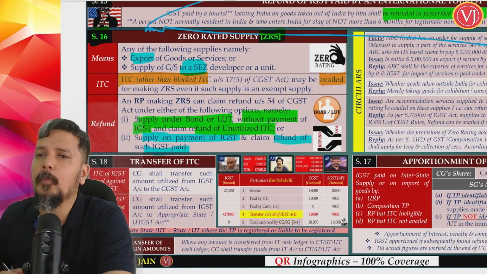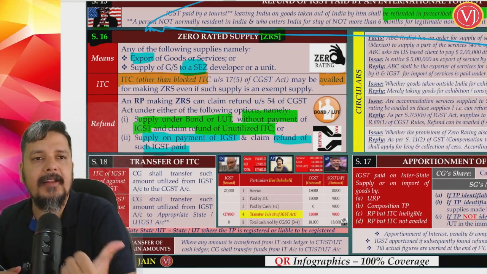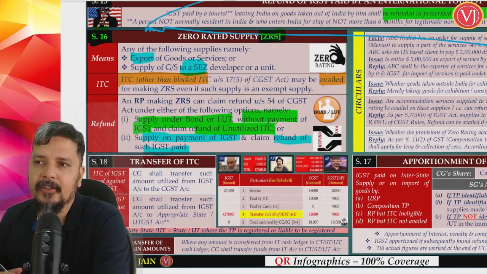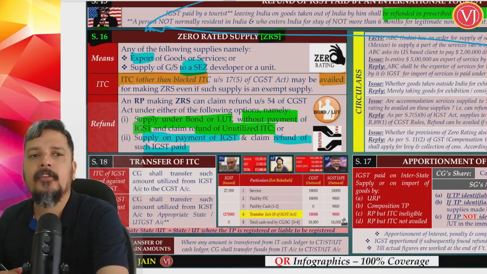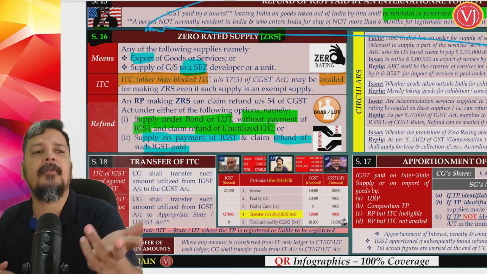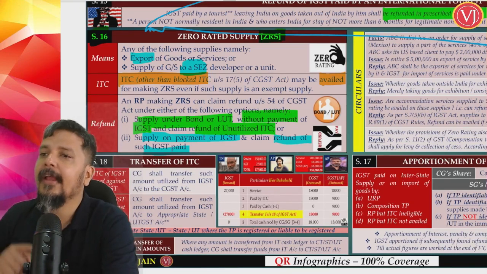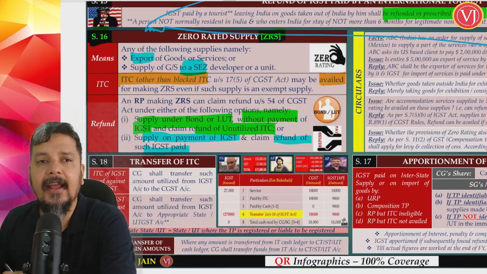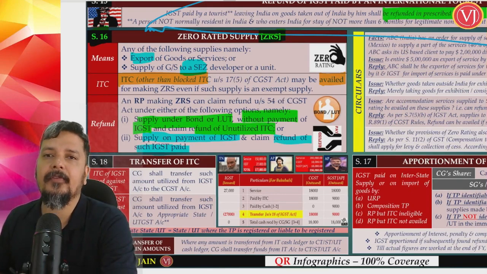When you paid your output IGST, what have you done? You use your credit ledger, whatever was available, then you went with your cash ledger. Suppose your output IGST is 10 lakhs, your credit is 8 lakhs. So you used 8 lakhs credit ledger, it got reduced and you paid 2 lakhs by cash. But when you get the refund, you'll get the refund of what? The entire 10 lakhs. That is the speciality of your zero rated supply.